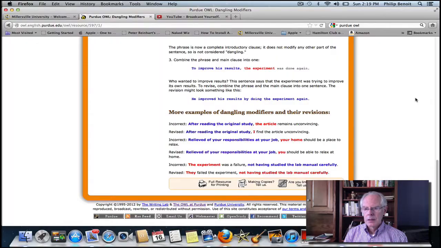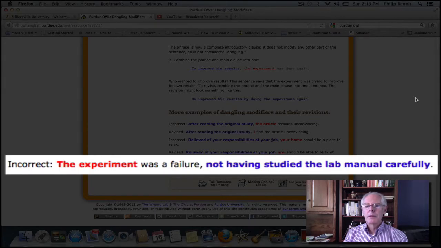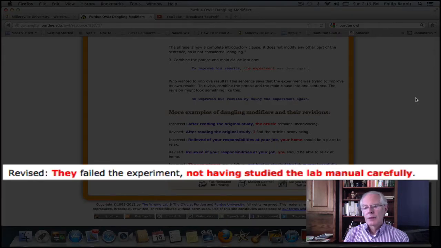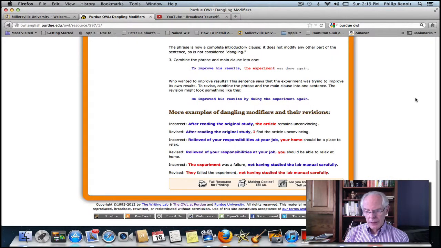No confusion. In our last example, "The experiment was a failure, not having studied the lab manual carefully." Again, the experiment did not do the studying. So revising that, you might say, "They failed the experiment, not having studied the lab manual carefully." So they is the actor, that which is being modified by your next clause here.